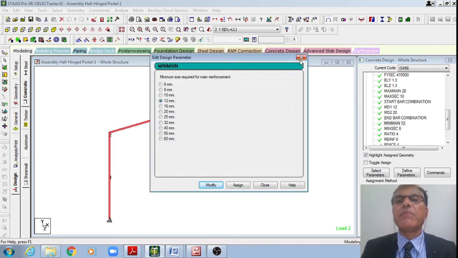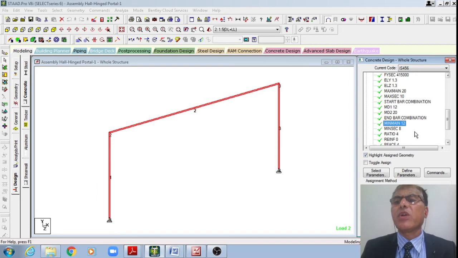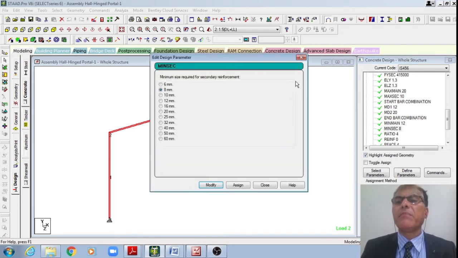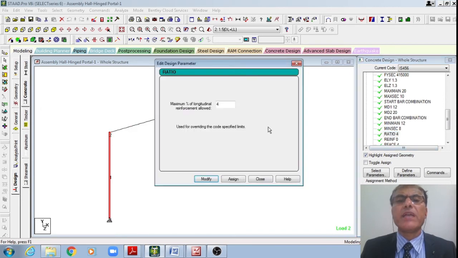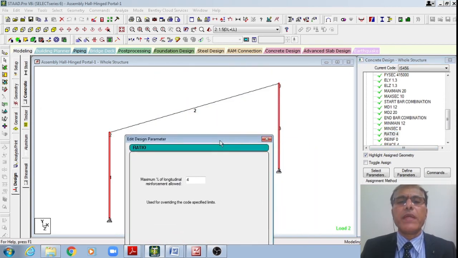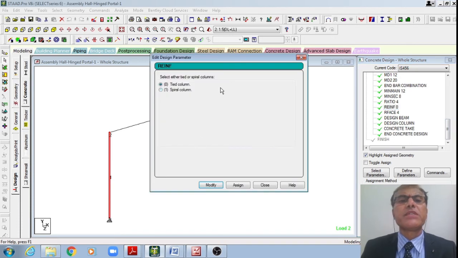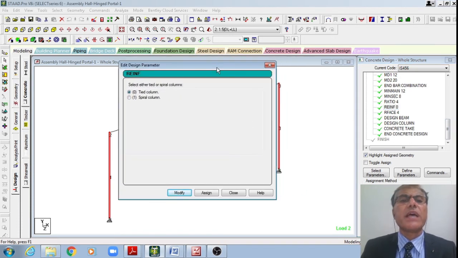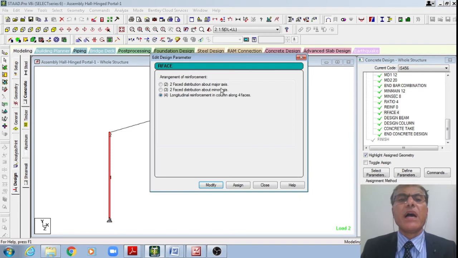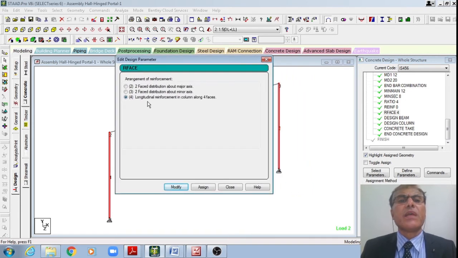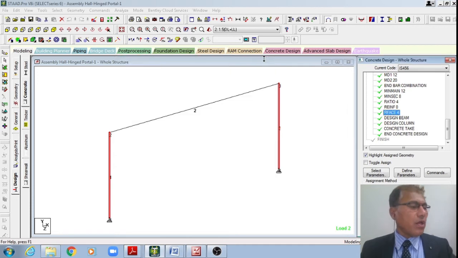Now I am going to the main bar. The minimum bar size is equal to 12 mm as per the code, and the minimum secondary reinforcement is equal to 8 mm. And in any case these columns should not have a maximum percentage of steel of more than 4. Actually as per the code it is 6, but I am restricting it to 4 from a practical point of view. And for these columns I am using tied stirrups, not spiral stirrups. And R face 4 means the longitudinal reinforcement of the column is distributed uniformly among the four faces.